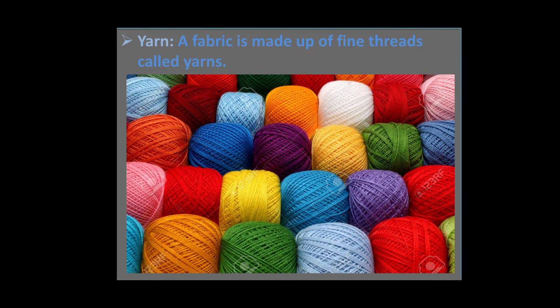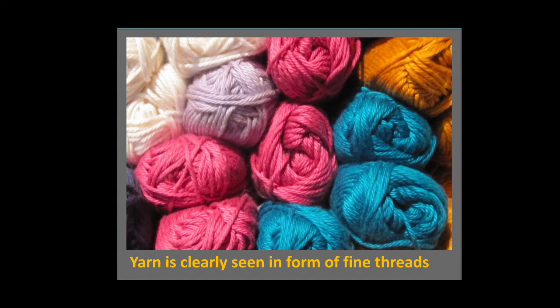Next is yarn. A fabric is made of fine threads called yarn. When you take the fine threads and mix them with each other, that makes a yarn. So a fabric is made up of fine threads called yarn. Yarn is clearly seen in the form of fine threads. You can see the fine threads in between these threads over here, so these are called yarn.